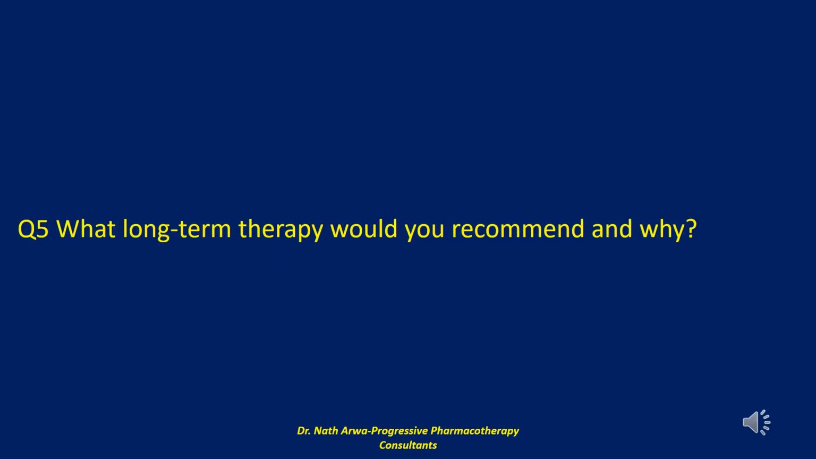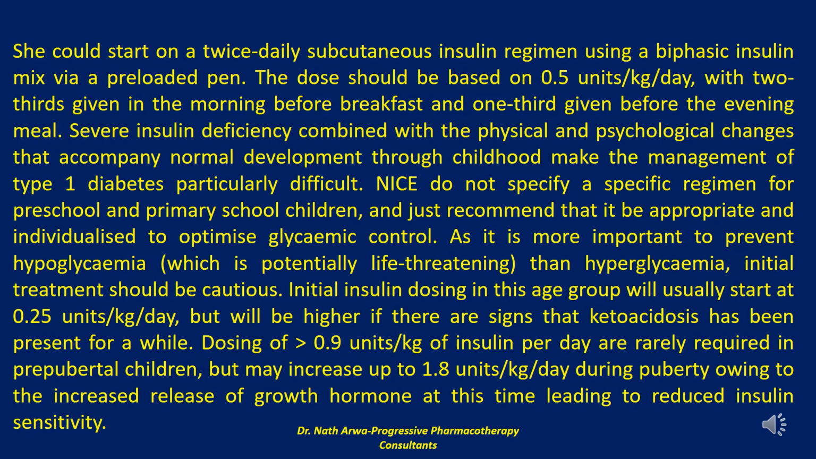Question 5 reads, what long-term therapy would you recommend and why? She could start on a twice-daily subcutaneous insulin regimen using a biphasic insulin mix via a preloaded pen. The dose should be based on 0.5 units per kilogram per day, with 2/3 given in the morning before breakfast and 1/3 given before the evening meal.